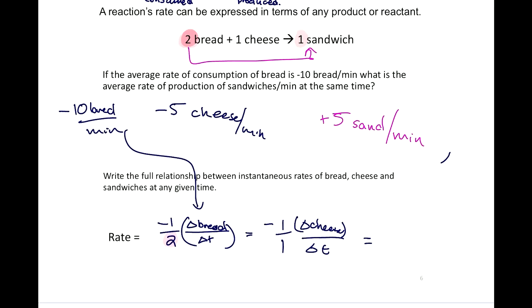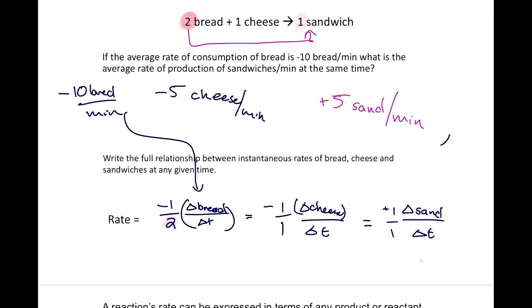Equals, now since I'm looking at a product, sandwiches, I don't need the negative sign, it's going to be positive, but it's still going to be change in sandwiches over time, 1 over 1 because the stoichiometry is 1. So that is the full relationship for this reaction, right? The purpose of this relationship is that now I can put all of these numbers into it and they should all be equal to one another. So let's just do that real quick.